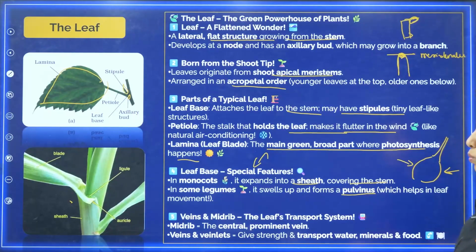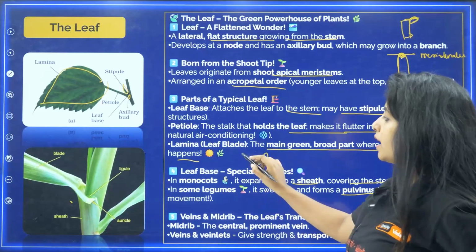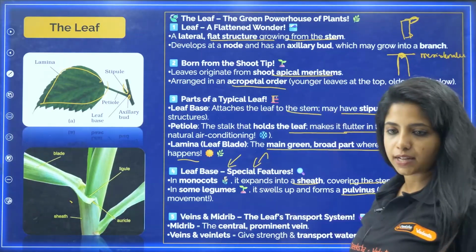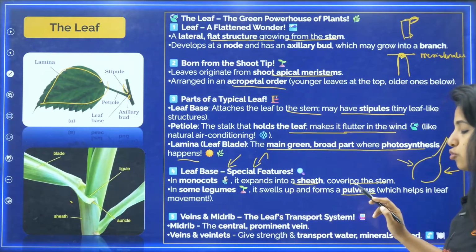Pulvinus. Its name is what? Pulvinus that you have. So these are the two special things that happen to the leaf base in two different types of plants. Now we have veins and the midrib, my dear children, the leaf's transport system.